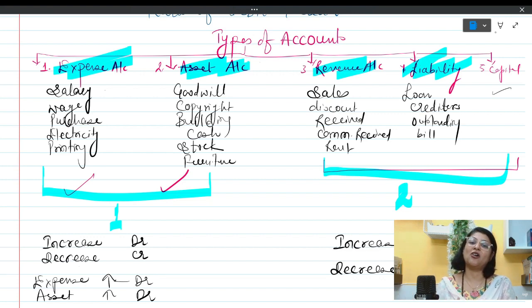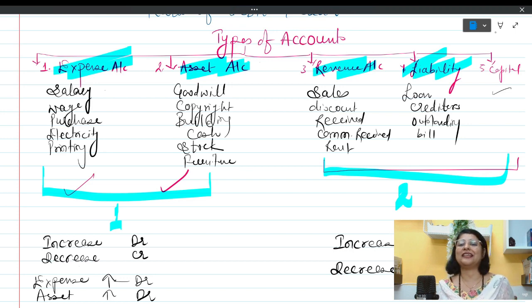Expense account means all the expenses and losses of business, which include wages, salary, printing, stationery, legal charges, advertisement, commission, discount, etc. Asset account includes goodwill, copyright, patents, building, land, machinery, cash, debtors, bills receivable, means all current assets and fixed assets are included. Under revenue account, you have sales, discount received, commission received, rent received, etc. Liabilities are all the liabilities which you have to pay to the outsiders. It will include outstanding bills, creditors, bills payable, loans, etc.